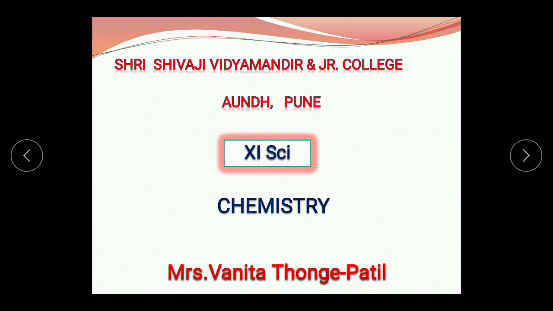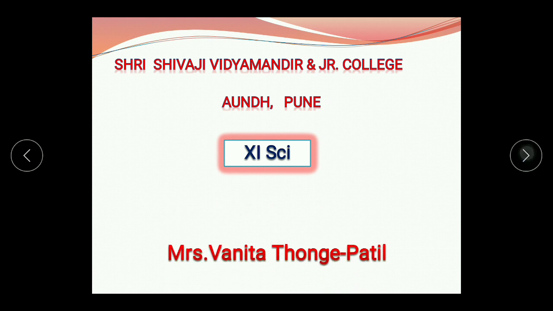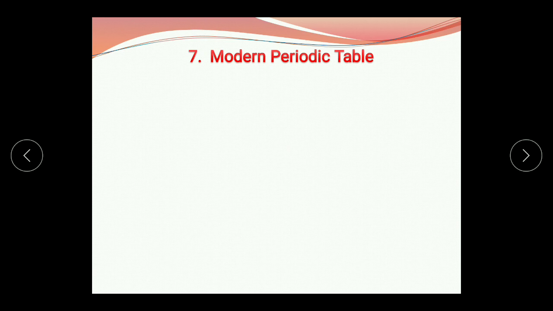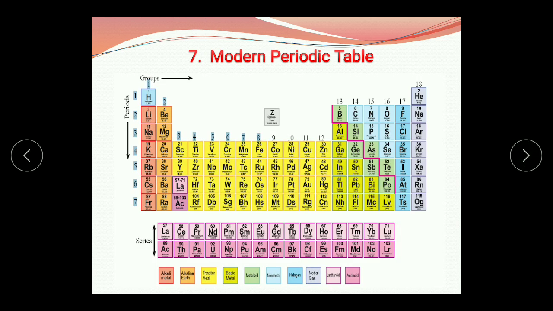As you all know, we have started the study of the 7th lesson of your syllabus, that is the modern periodic table. Before starting today's session, we will just revise what we learned in the previous session. In the previous session, we learned the periodic trends of two elemental properties, that is effective nuclear charge and screening effect.